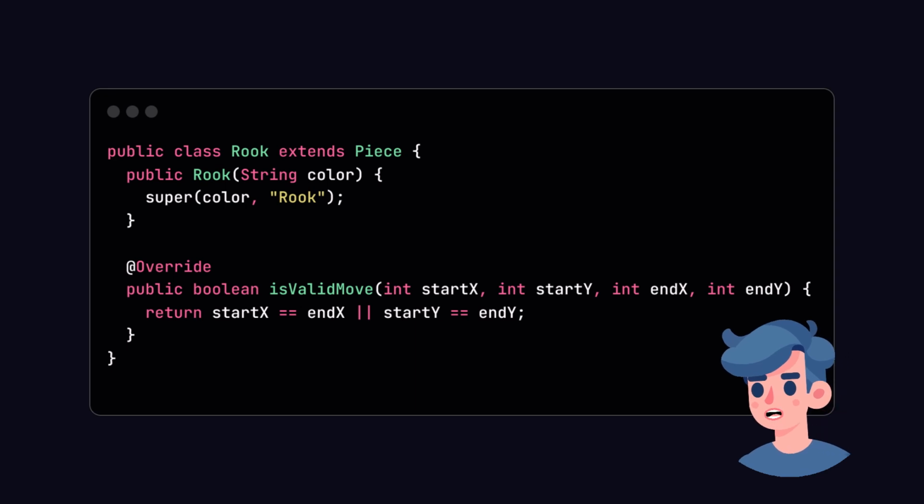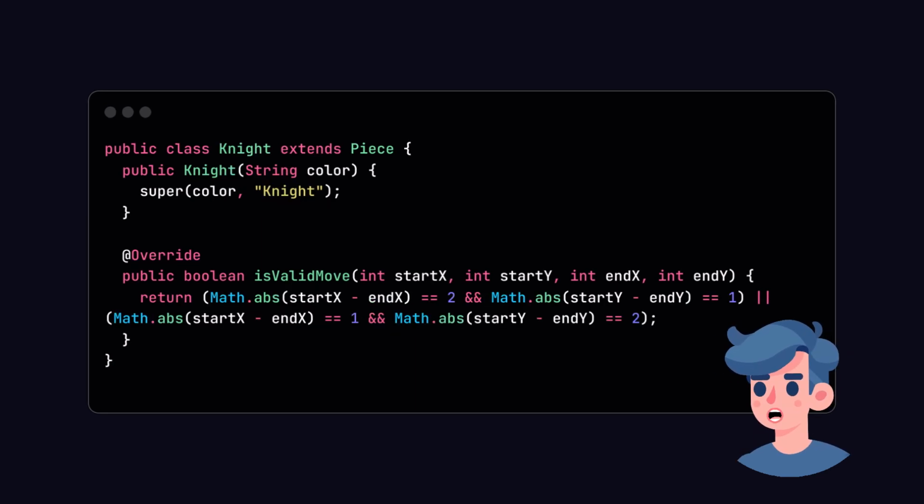Next, we'll create the rook class. The rook can move any number of squares along a row or column. Thus, we will implement that movement logic as well. Now, let's add the knight class, which moves in an L shape. The knight is the only piece that can jump over others.